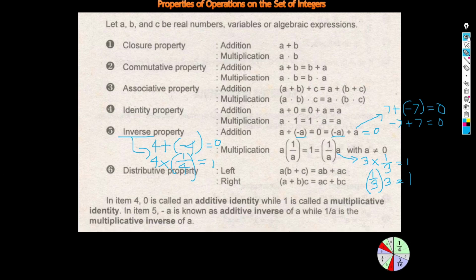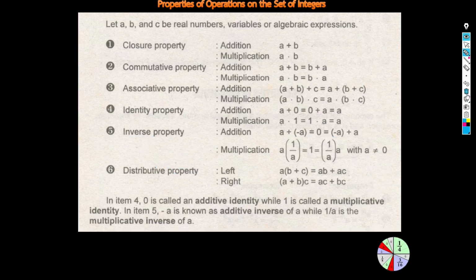Now let's go to the last, distributive property. The distributive property is you just distribute a certain number to the addition of numbers or subtraction of numbers. So distribute, from the word distribute.